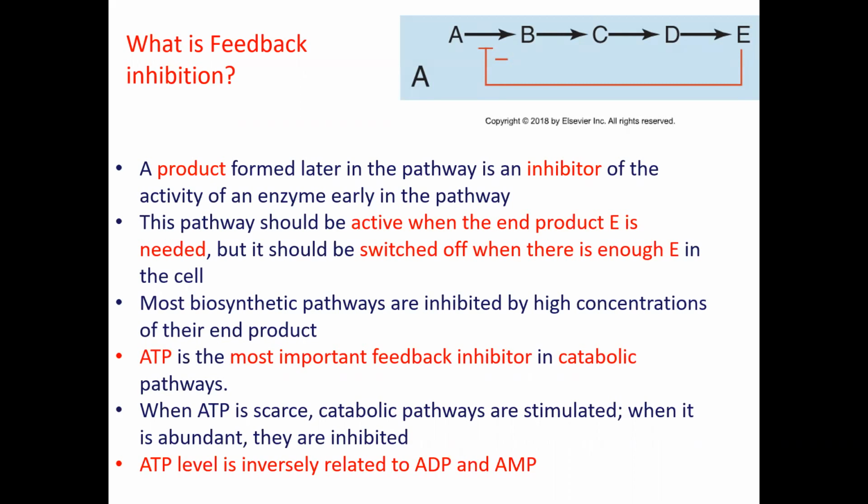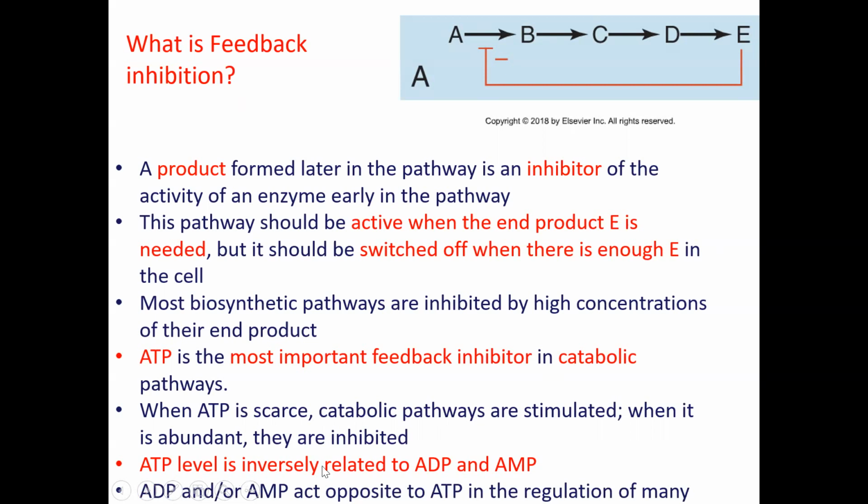ATP is made from ADP and AMP. So if we have too much ADP and AMP, what will this signal? High level or low level of energy in the cell? Low level, okay? So you should always think of ATP this way: too much ATP means we have a high energy level. Too much ADP or AMP means we have a low level of energy inside the cell. So these two are inversely related. When one goes up, the other goes down.